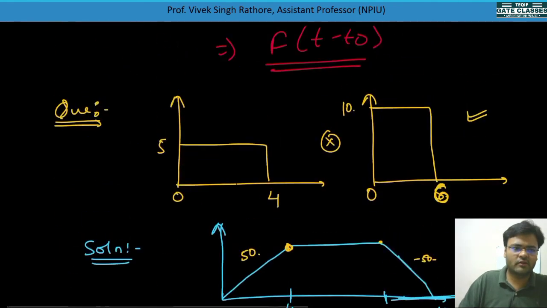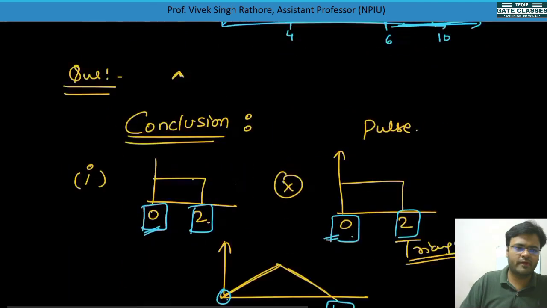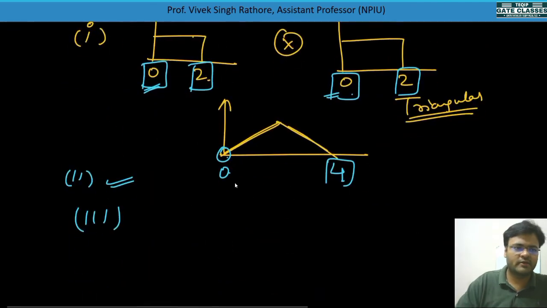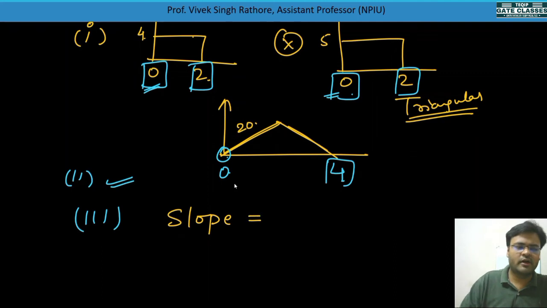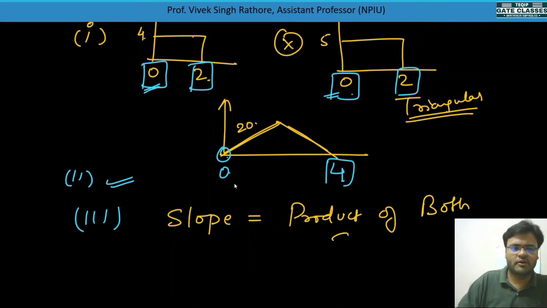So this is our third conclusion: whenever we need to calculate the slope, suppose this value is 4 and this value is 5, then 4 fives are 20, so the slope will be 20. So the third conclusion is that the slope value should be equal to the product of both signal magnitudes, both signal amplitudes.